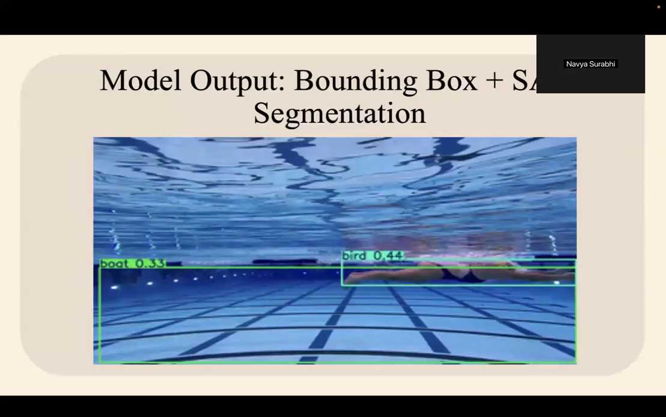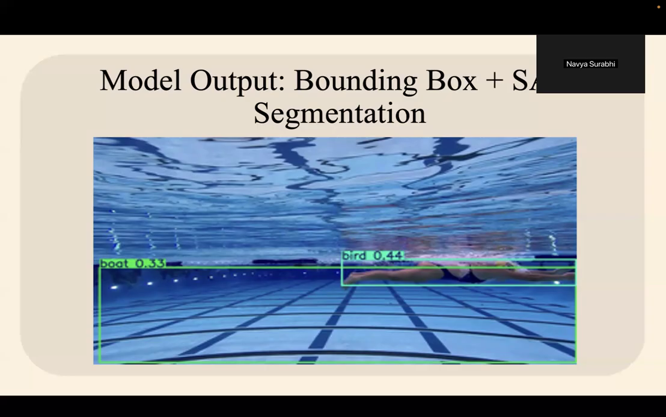And coming to the model output, which is the segmentation output, this slide demonstrates how the bounding box and the SAM model work together as a pipeline. First we use an object detection model, in this case YOLO, to identify the swimmer in the frame, and YOLO draws a bounding box around the swimmer, giving us a rough region of interest.